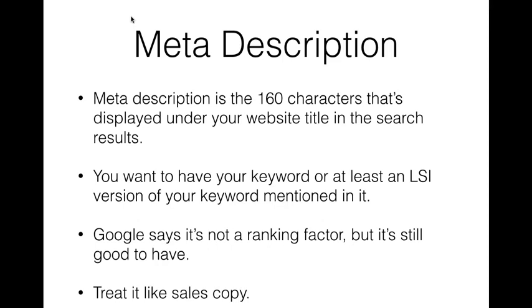The next thing is your meta description. Your meta description is the 160 characters that are displayed under your website title in the search results. You want to make sure that you have your keyword or an LSI variation of your keyword mentioned in that text. Now, Google says that this is not a ranking factor, but I still believe that it is good to have it there. It's good to force a certain meta description rather than Google just picking the first 160 characters from your website. Whether or not it helps you rank, it just looks better. You can treat it like sales copy, right? People read this and they get sold on clicking on your website.